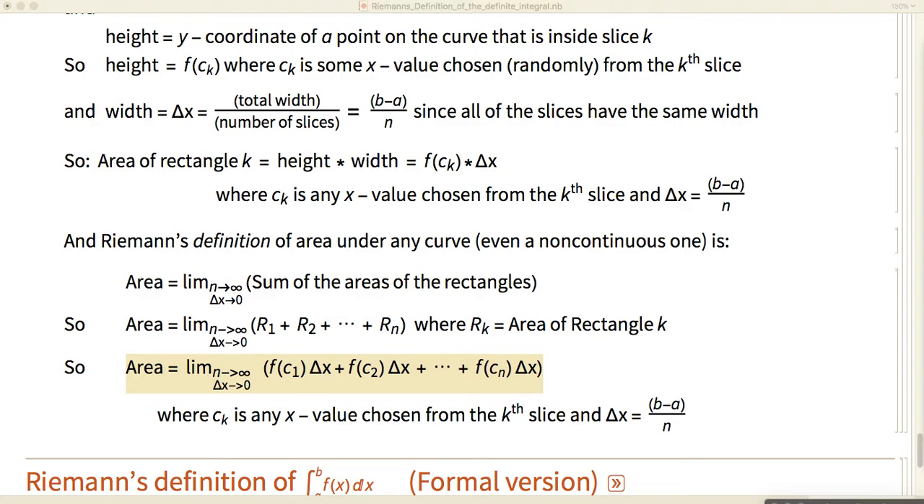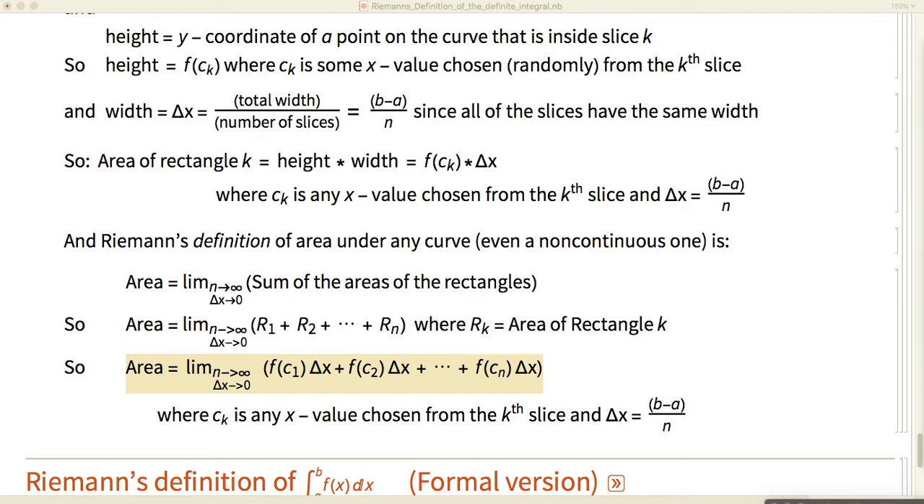So let me state this pretty clearly. The area is going to be the limit as the number of rectangles gets big and their width shrinks to 0 of the sum of the areas of the rectangles. And f of c1 times delta x is going to be the area of the first rectangle. f of c2 times delta x is going to be the area of the second rectangle. And we keep going until we get to the area of the last rectangle, which is f of cn times delta x. And that's what this particular shaded in formula actually means.